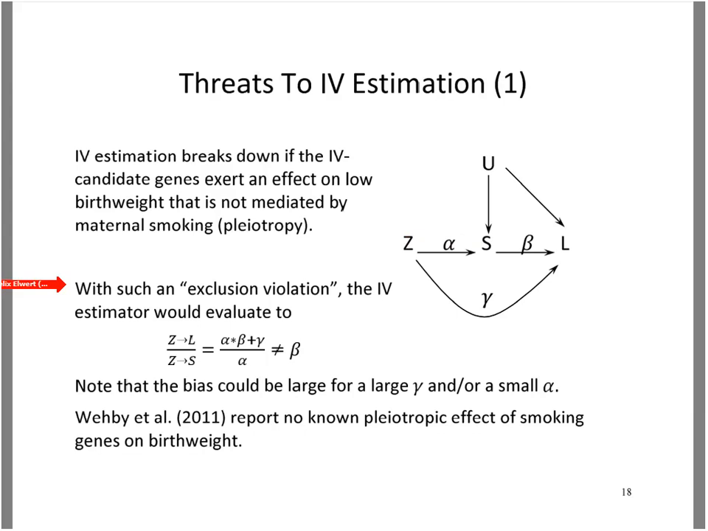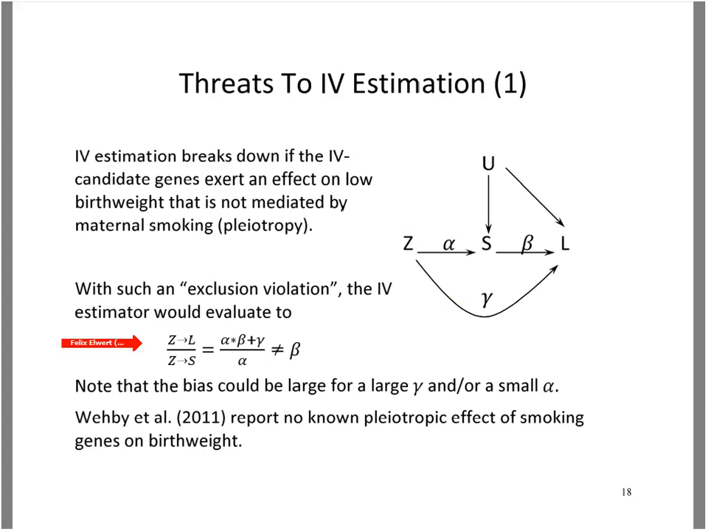So you could do some algebra and show that if you had this new arrow from Z to L, called gamma, then the instrumental variables estimator would evaluate to, well, alpha times beta plus gamma over alpha, which most assuredly does not equal the desired causal effect beta. So with this formula, we can even see if the bias is going to be large or small.